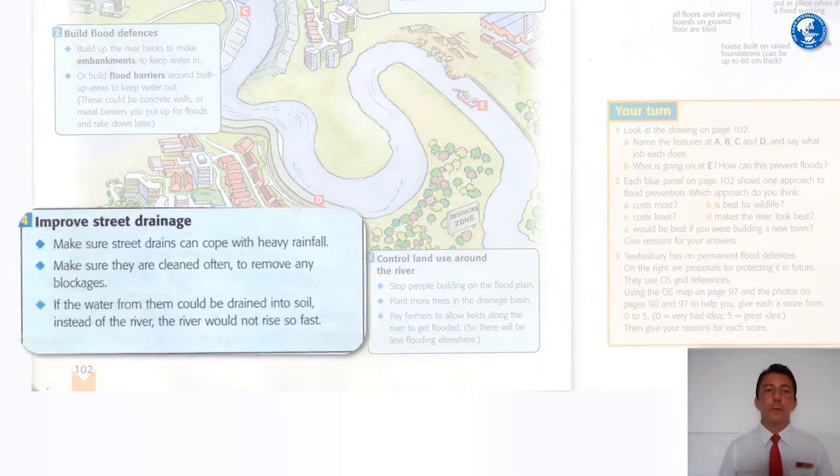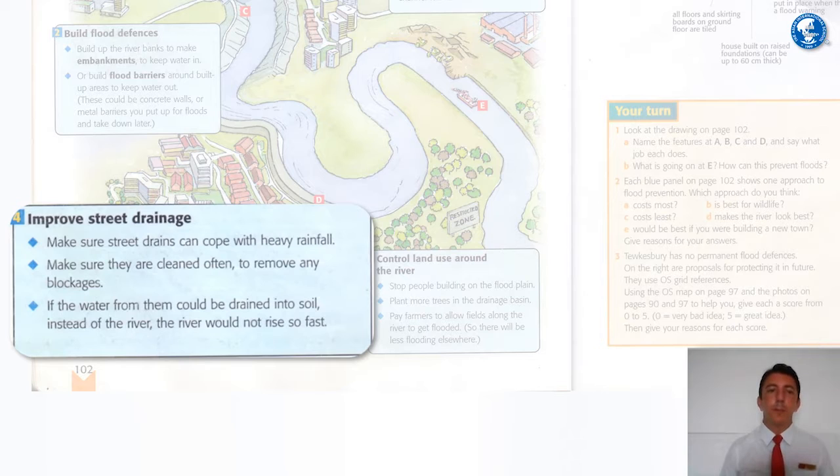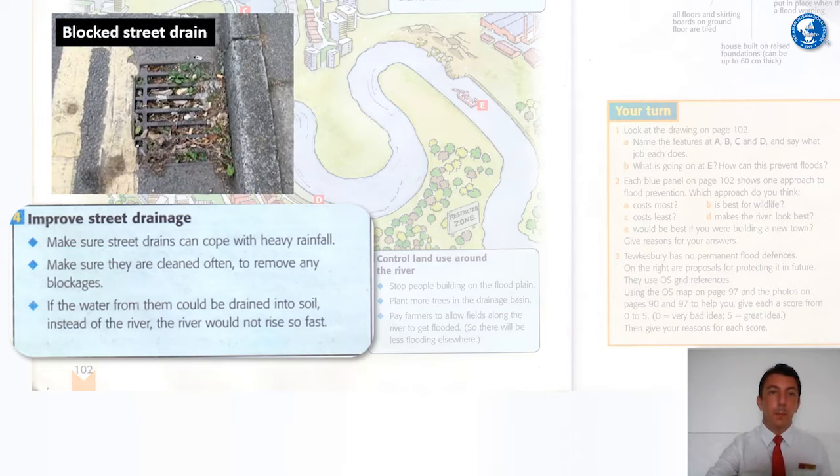Number 4, improve street drainage. So we have to make sure that street drains can cope with the heavy rainfall. We also need to make sure they're cleaned often to remove any blockages. Here there's a blocked street drain, so that won't be very effective. So we have to make sure we keep them clean.